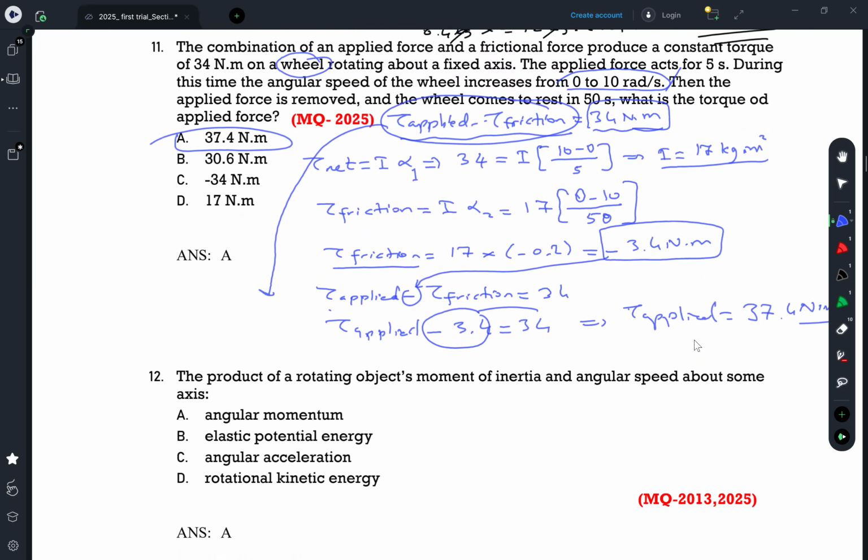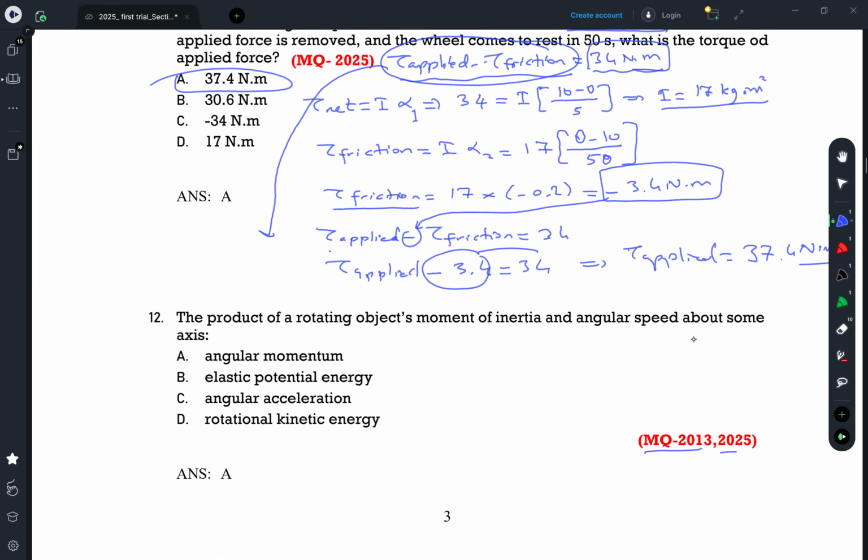Question number 12 is a repeat question, 2013-2025. The product of the rotating object's moment of inertia, I, and angular speed, omega. So I times omega is angular momentum. So it is the correct answer.